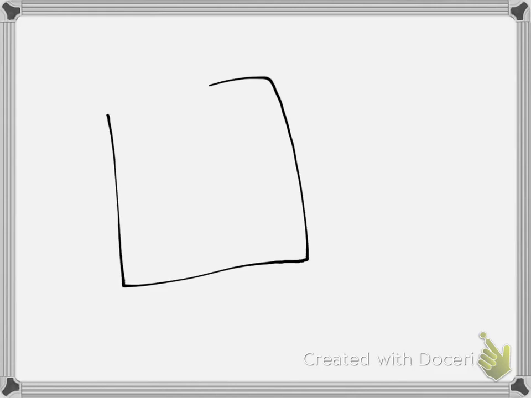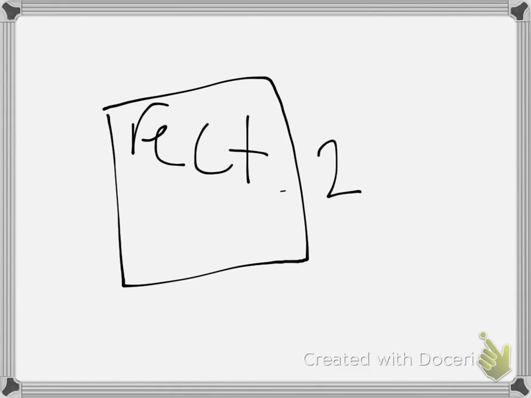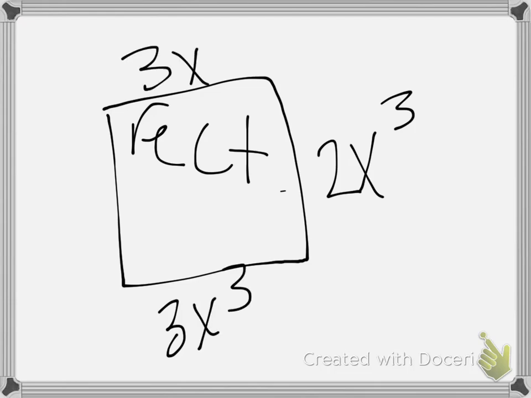Okay, since we're going towards the end of the video, I wanted to do a little bit of a challenging problem. I wanted to do a perimeter problem. Okay, let's act like this is a rectangle. So let's say we had 2x to the third right here, 3x to the third, 3x to the third, and 2x to the third.